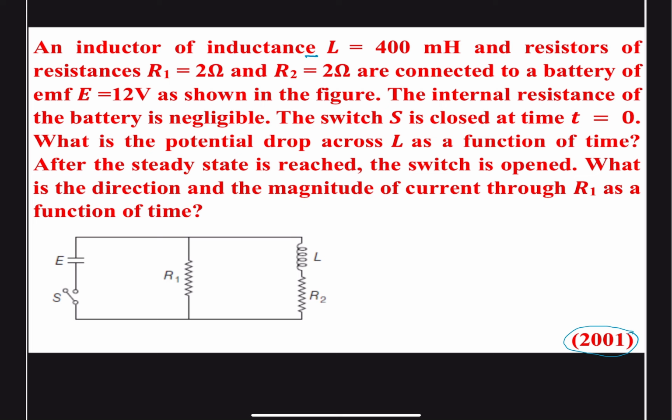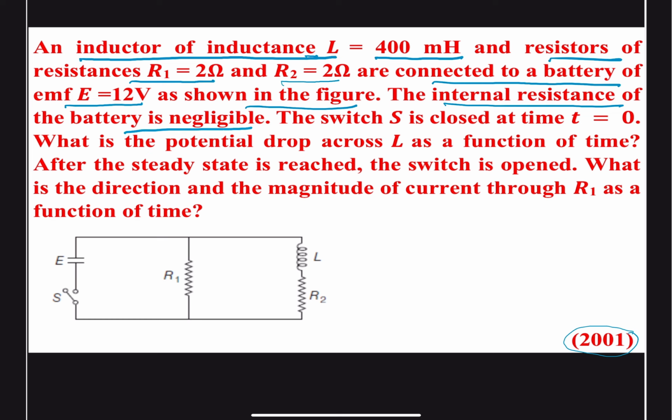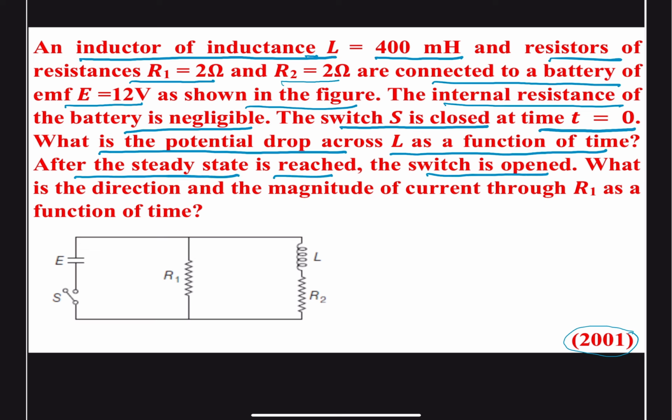So in the first question, an inductor of inductance L, which is given as 400 millihenry, and resistors of resistance R1 2 ohm and R2 2 ohm are connected to a battery of EMF 12 volt as shown in the figure. The internal resistance of the battery is negligible. The switch S is closed at time t equal to 0. What is the potential drop across L as a function of time? After steady state is reached, the switch is opened. What is the direction and the magnitude of current through R1 as a function of time?